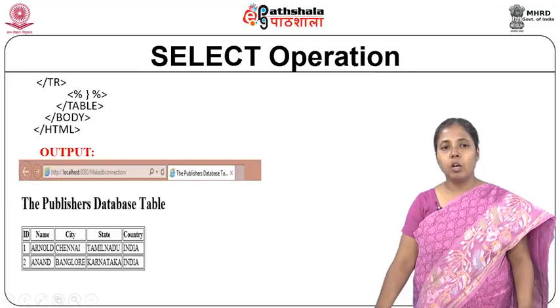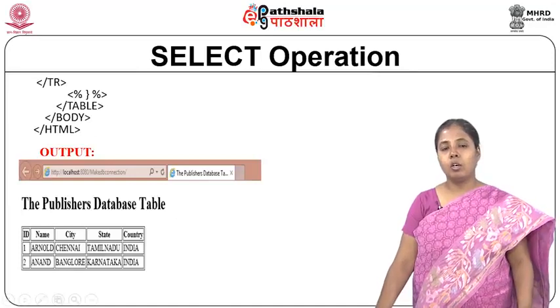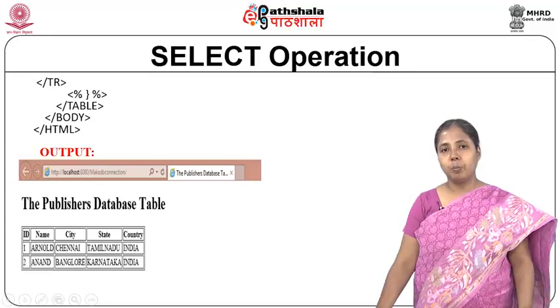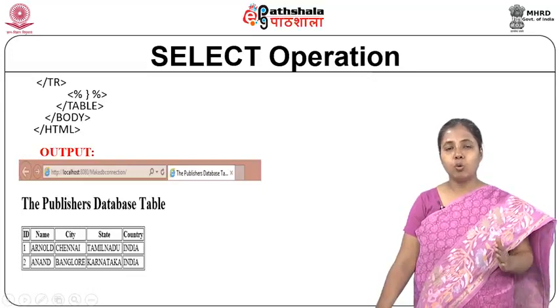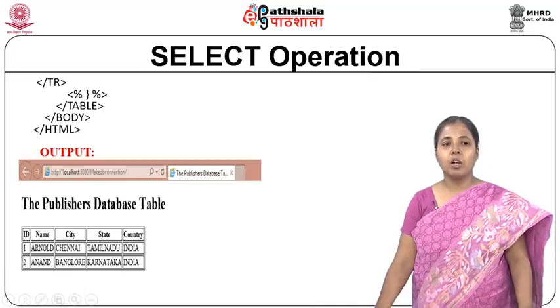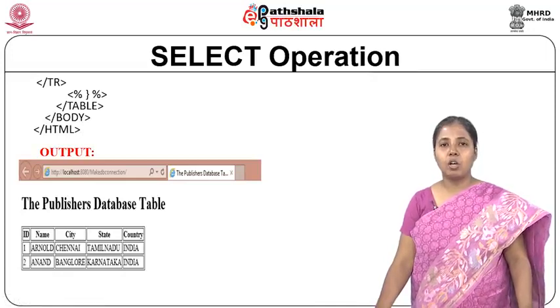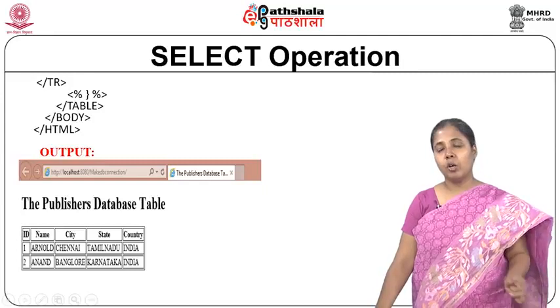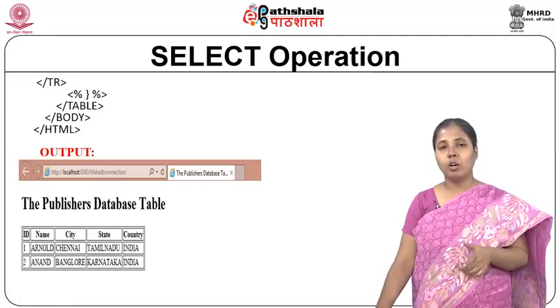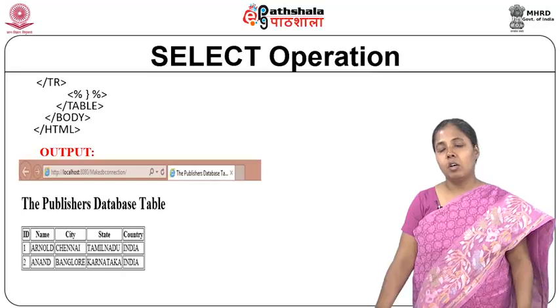Now you close your table, the body of the HTML page and the HTML. Now you can see how your output would be displayed. You access the JSP page directly by calling it like http://localhost:8080, and you will have a folder to work with this JSP page.